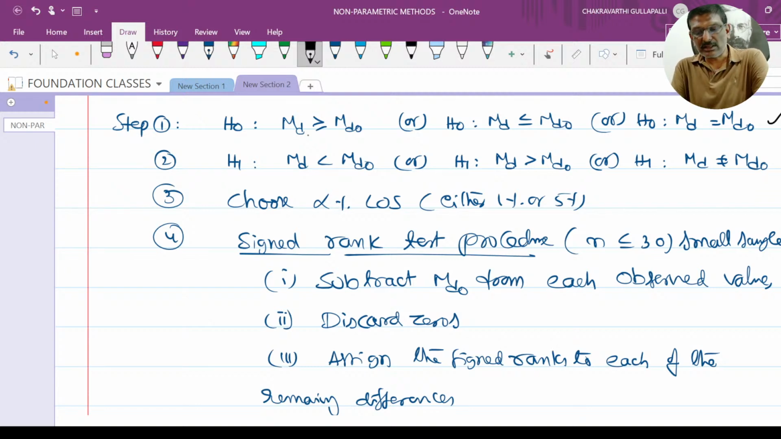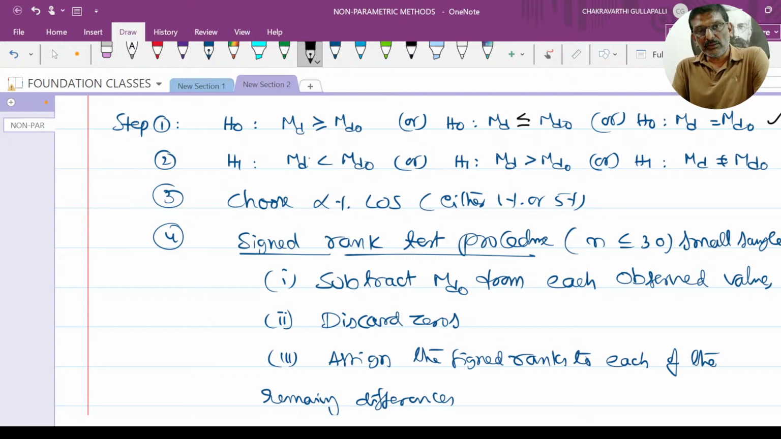Here in this case, the population median is more than or equal to some specified value, or the population median is less than or equal to some specified value. Use this less than or equal to case, no problem, either this or that. Finally, the population median is equal to some specified value. The null hypothesis may be simple or composite. This is the simple one, these two are the composite.